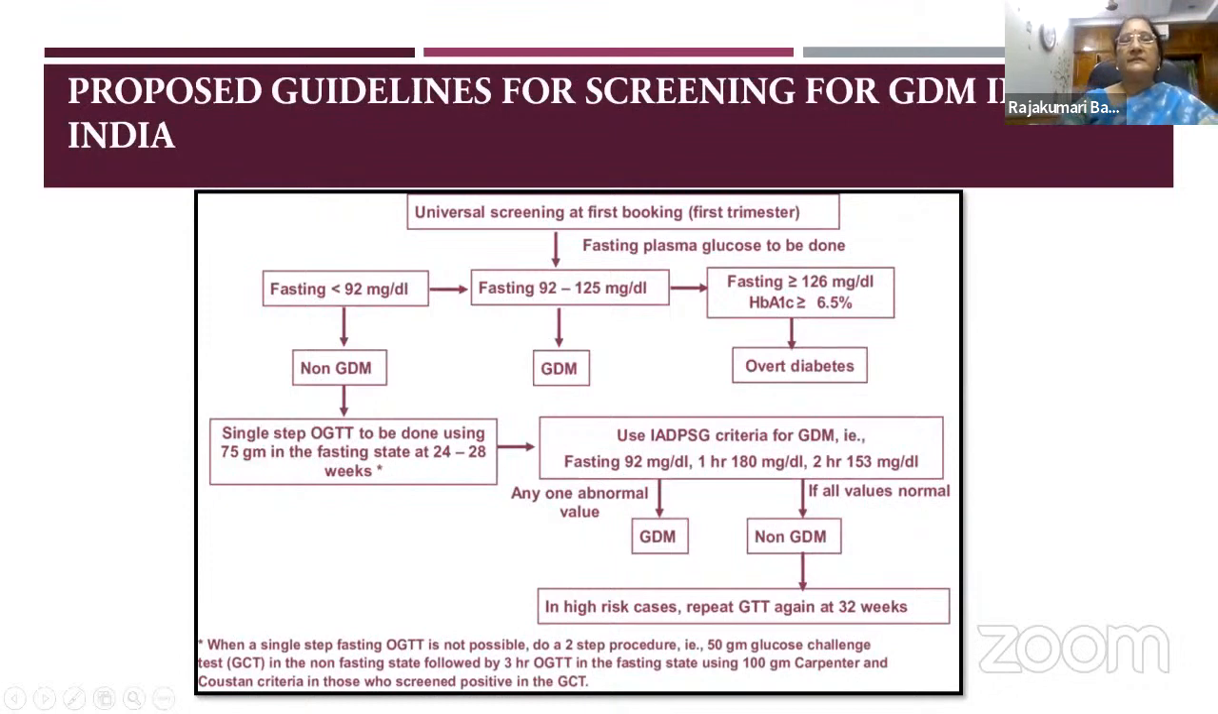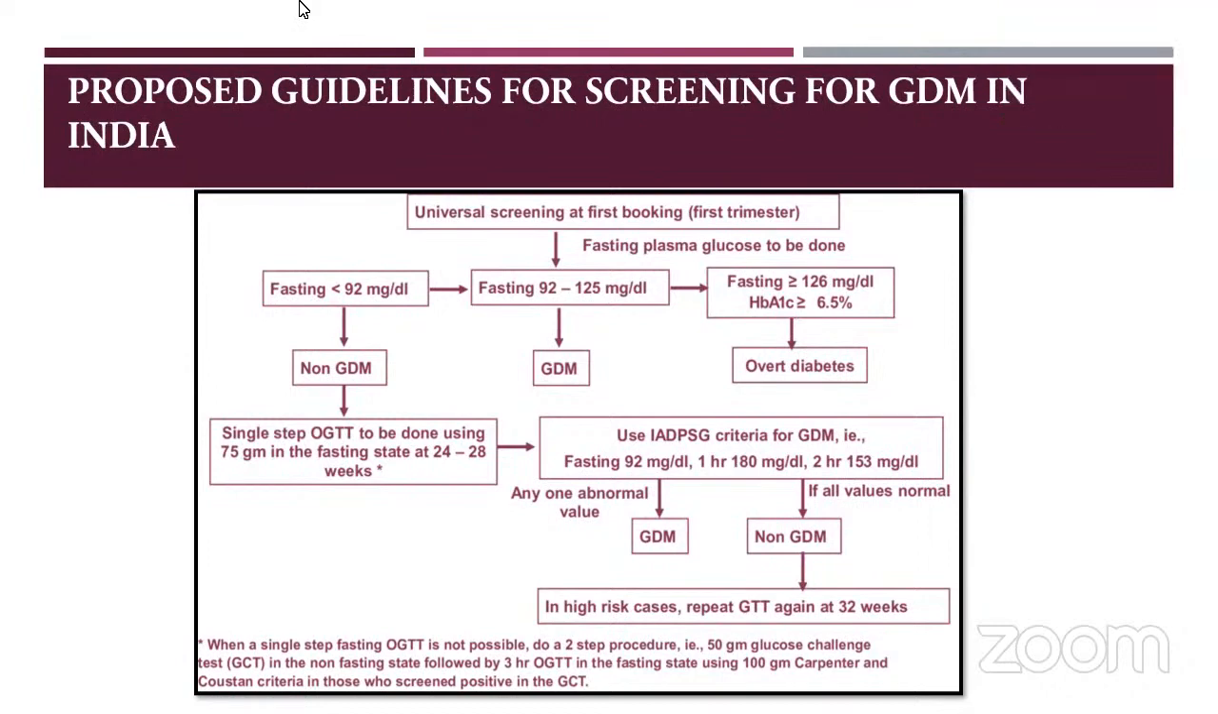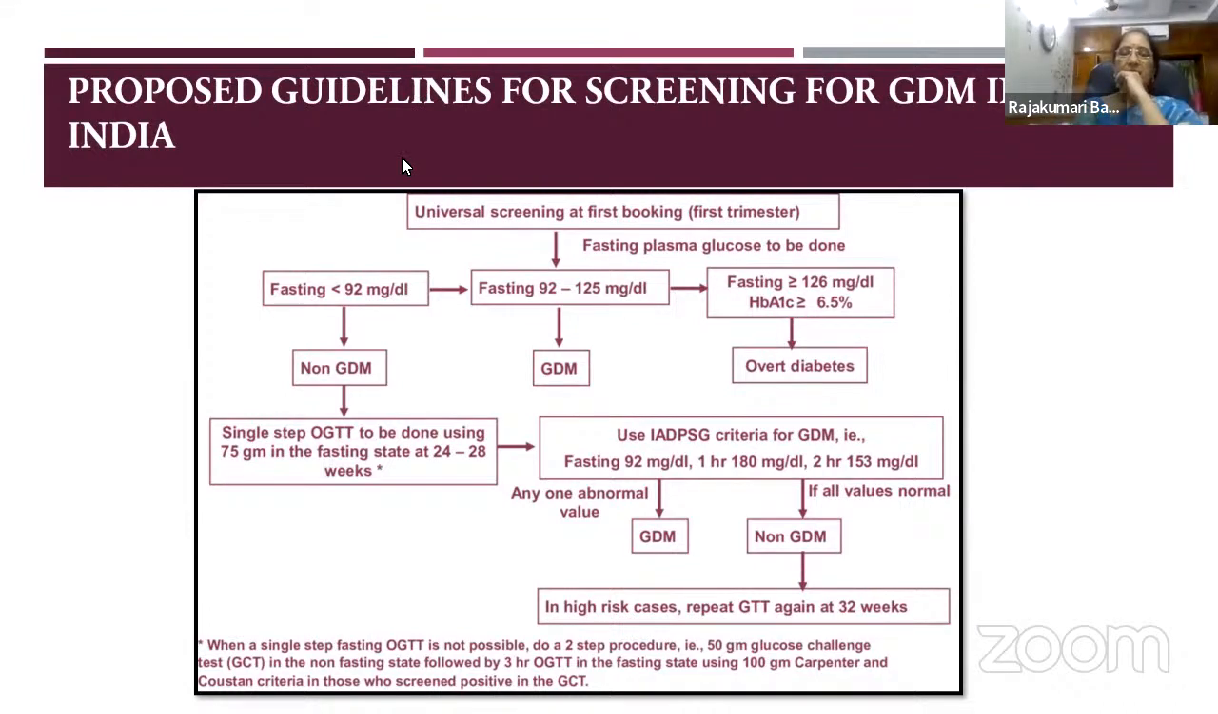What are the guidelines for screening for GDM in India? Universal screening at first booking. That is fasting plasma glucose: when fasting is less than 92 milligrams per deciliter, it is non-GDM. Then we have to do single step OGTT at 24 to 28 weeks. When the fasting level is 92 to 125 milligrams per deciliter, then it is GDM. If fasting is more than 126 or HbA1c more than 6.5%, it is overt diabetes.